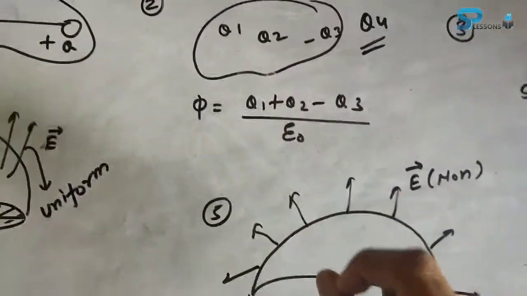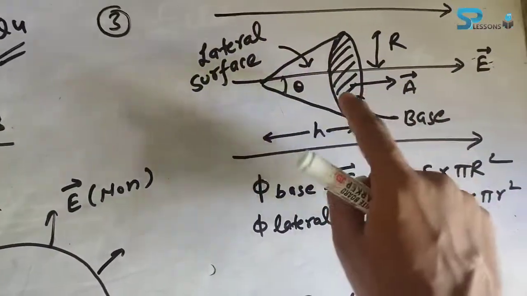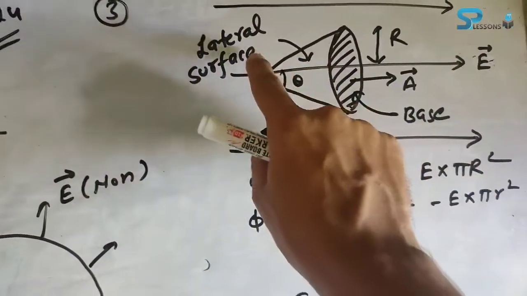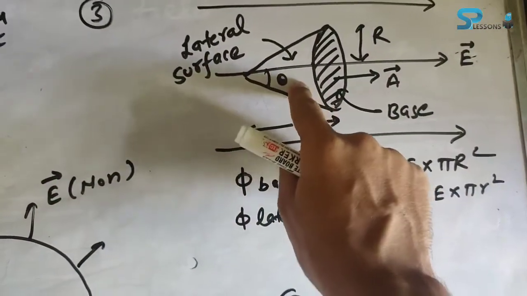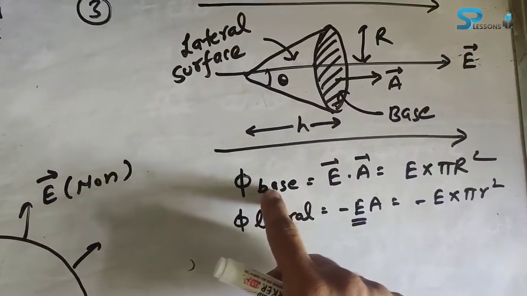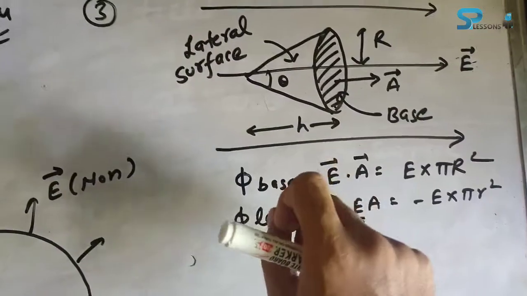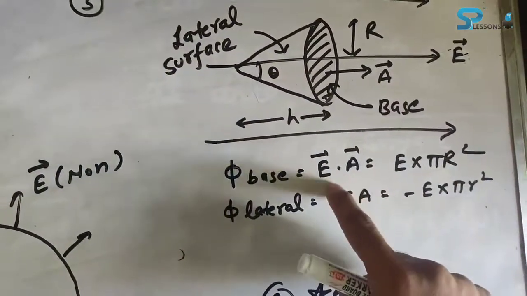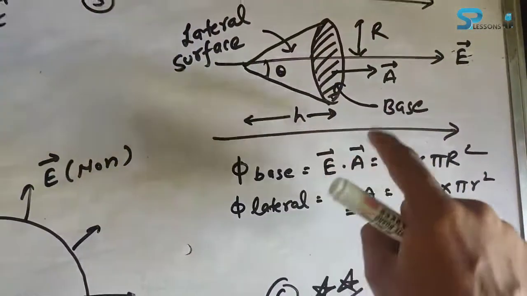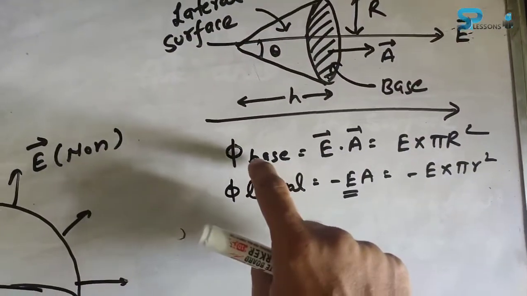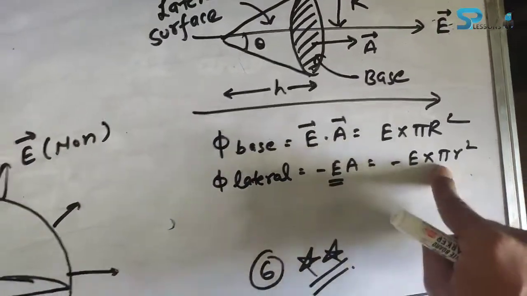Remember this thing. Third question: when a cone is present in an electric field like this, this is the base of the cone and this is the lateral surface, this is the radius of the cone, this is the height, and this is making an angle theta. So phi base equals EA cos theta, and the E vector and A vector are in the same direction, so theta equals 0, so EA cos 0 equals EA, which is E into pi r square. Because the total flux equals 0, phi lateral equals minus phi base, equals minus EA, equals minus E into pi r square.